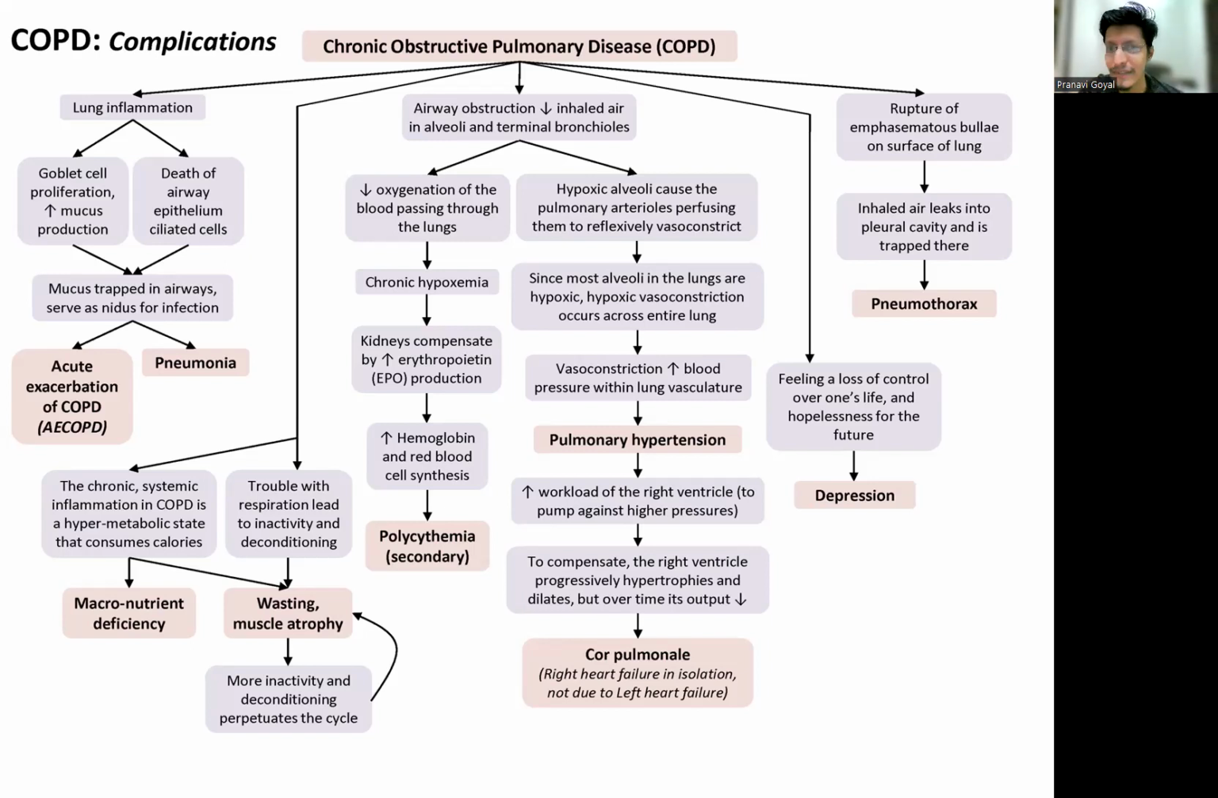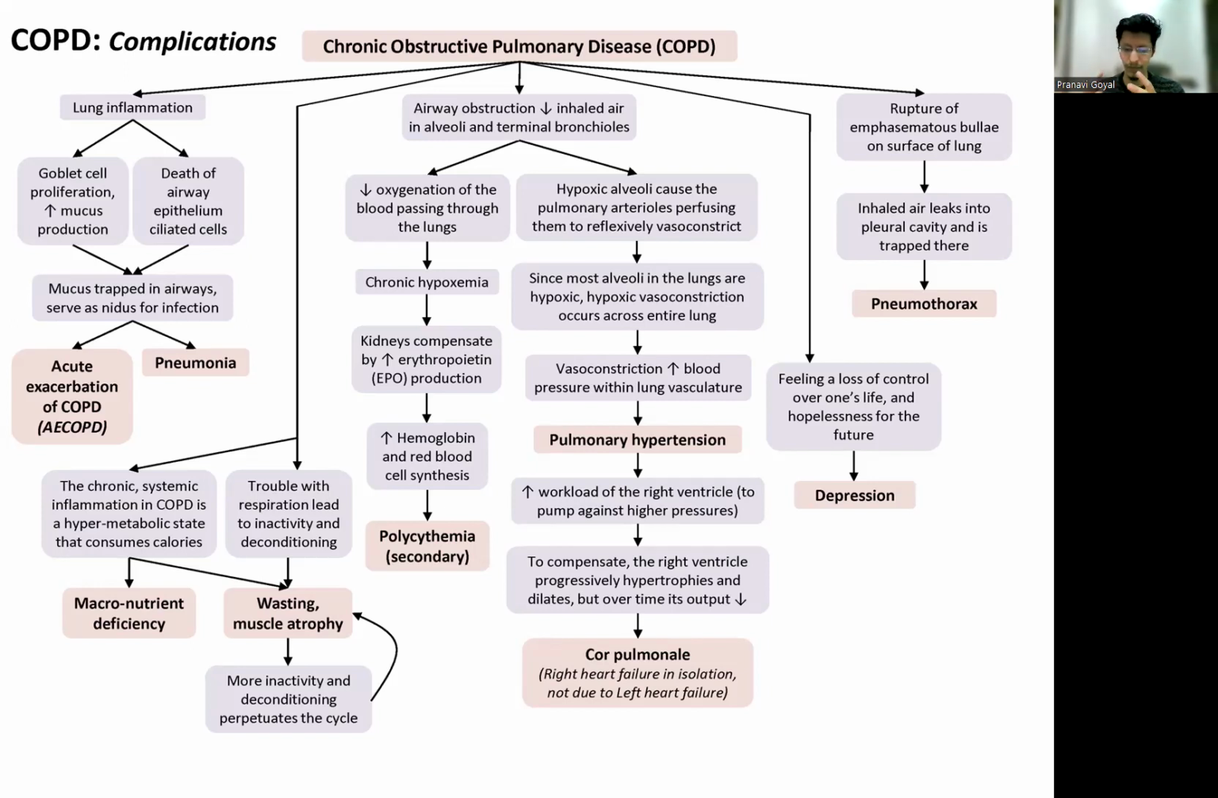Third, this airway obstruction reduces the inhaled air in the alveoli. This will cause reduced oxygenation. So to fulfill the oxygenation, there will be activation of erythropoietin, which will cause an increase in hemoglobin and secondary polycythemia.